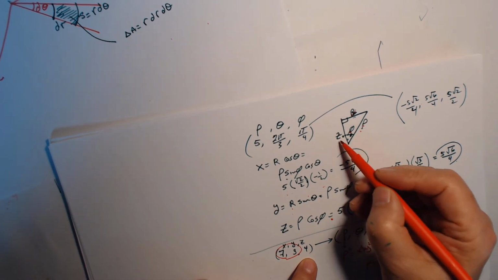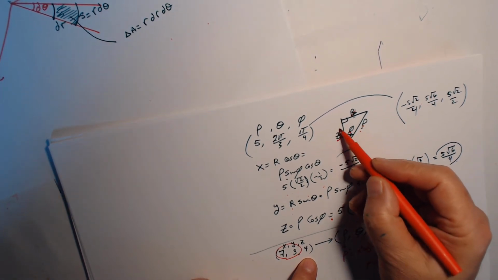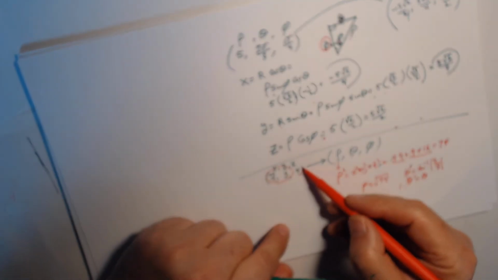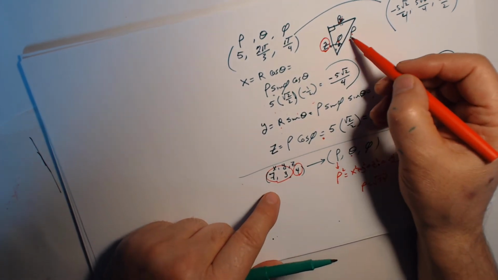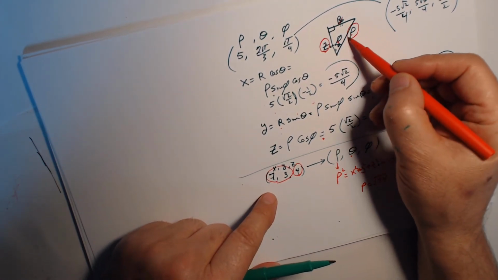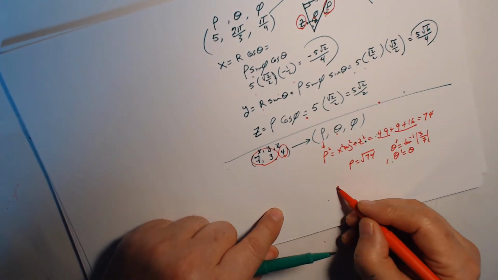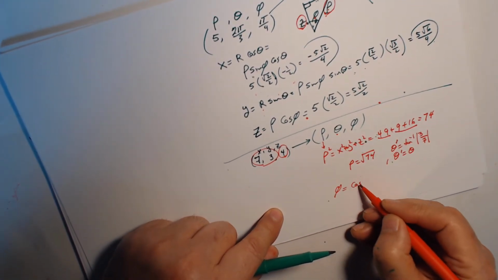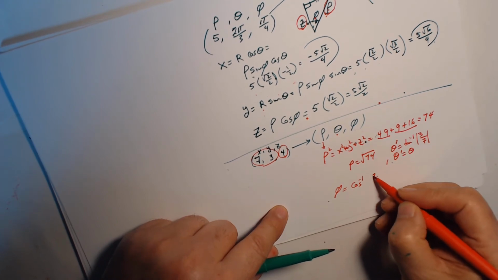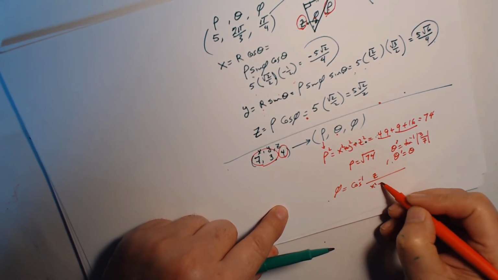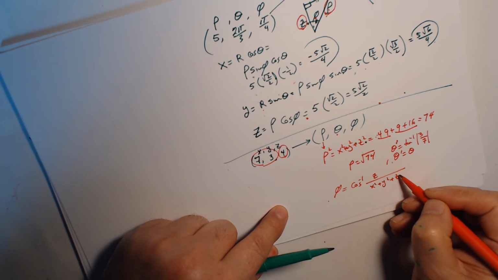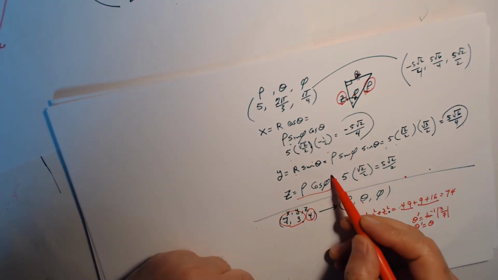What do you know? You know your z because it's given. And also, you know rho because rho squared is x squared plus y squared plus z squared. Therefore, your phi is inverse cosine of z over the square root of x squared plus y squared plus z squared. And that's the formula we use.